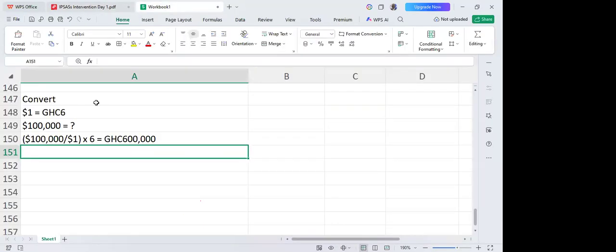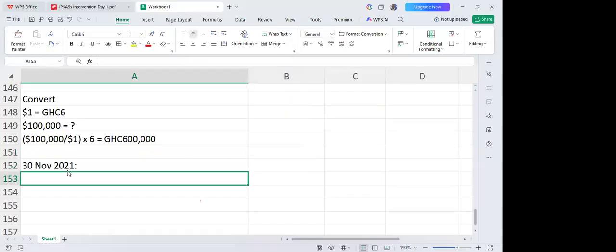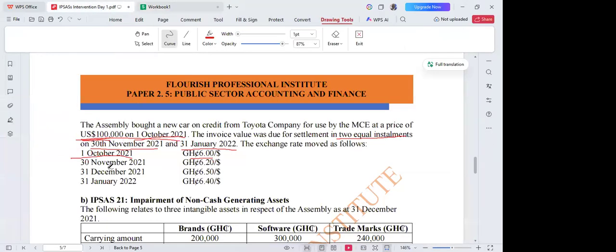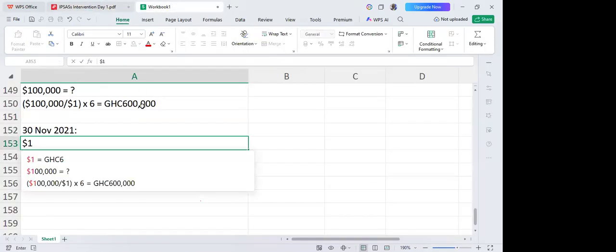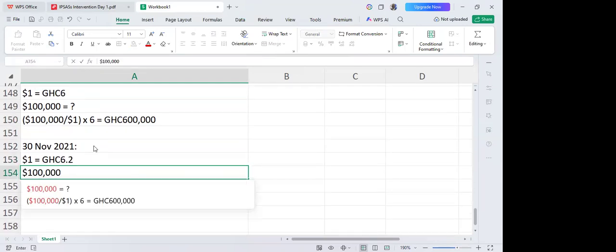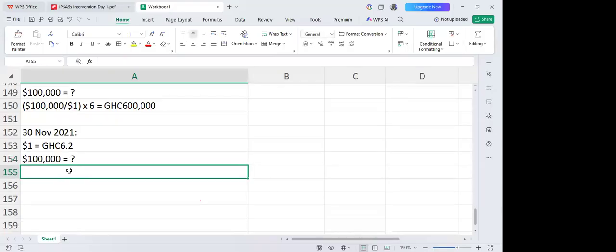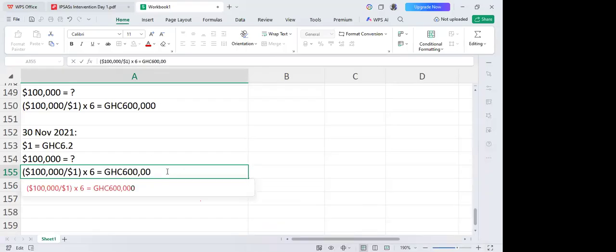So on the November date, that's 30th November 2021, we need to find the exchange rates prevailing at that date. The exchange rate prevailing at that date was 6.2 Ghana cedi to $1. So yes, $1 is equivalent to 6.2. Then we convert that. That's going to be $100 Ghana cedi. Then we convert this. I'll just change it.